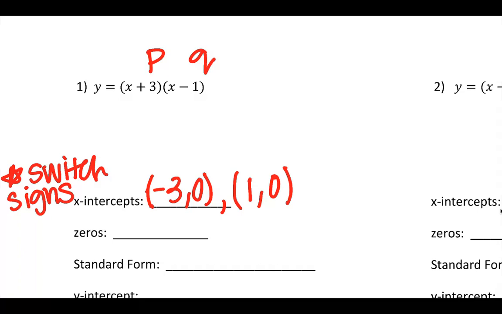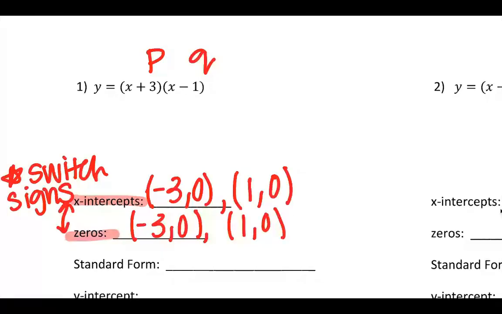Remember, X-intercepts and zeros are the same thing, so I'm going to literally write the same thing here. Same. So there are two free answers.